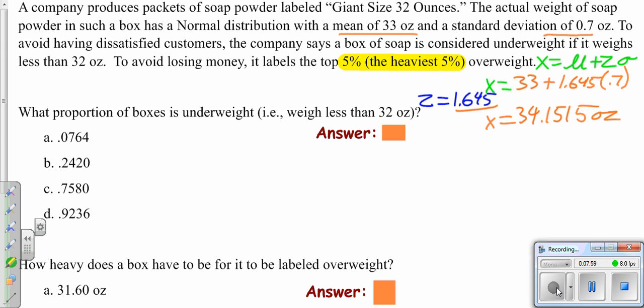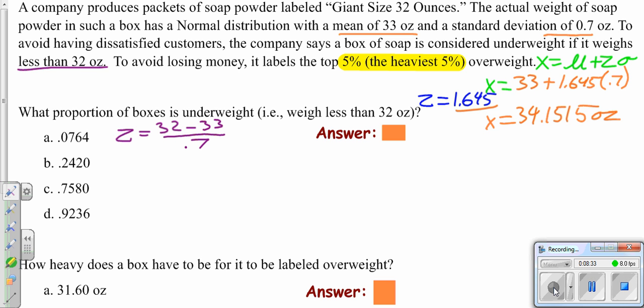So now let's take a look at underweight. What percent or proportion of the boxes is underweight? Underweight, it says, is less than the 32. So here we're given a data value. We're not given a percent, so this is just a normal z-score problem. So we go z equals our data value 32 minus our mean of 33 over our standard deviation of 0.7. We type that into our calculator.